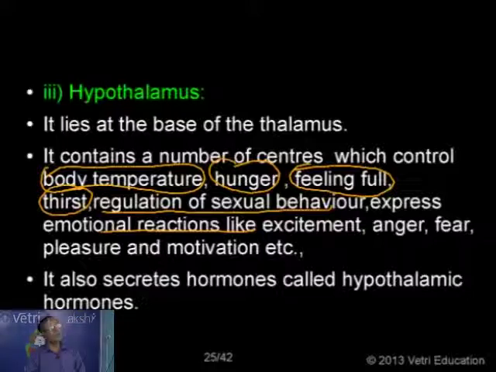Then in addition to that, it is a center which controls the activity of the pituitary gland, by secreting certain secretions. These secretions are called hormones or releasing factors. So through releasing factors or hormones, the hypothalamus controls the activities of the anterior pituitary gland, and such hormones are called hypothalamic hormones. So these are some of the functions related to the forebrain.